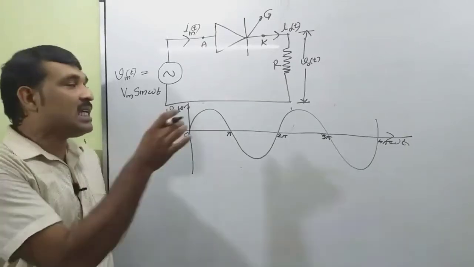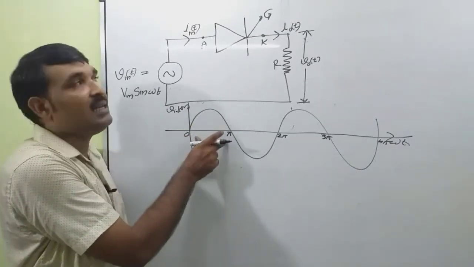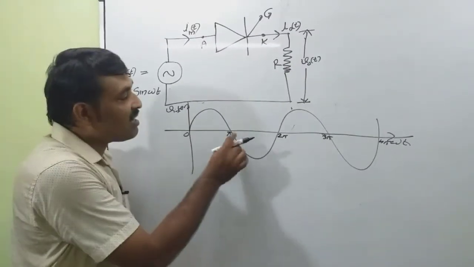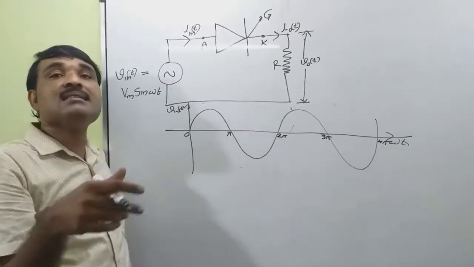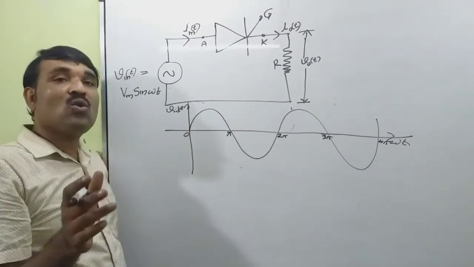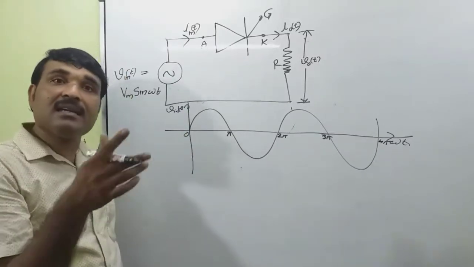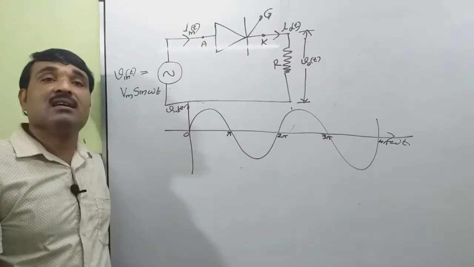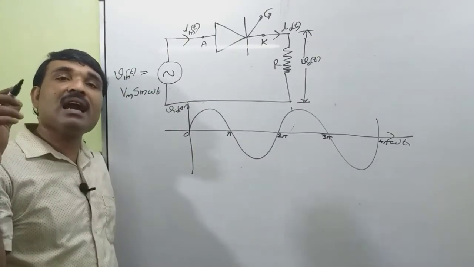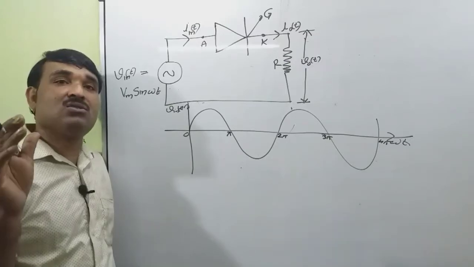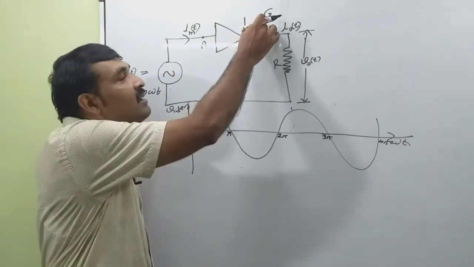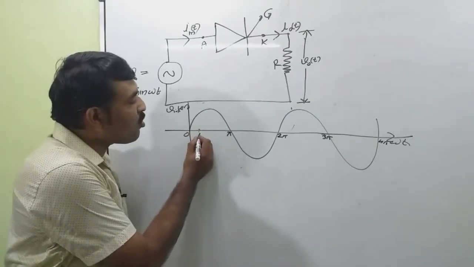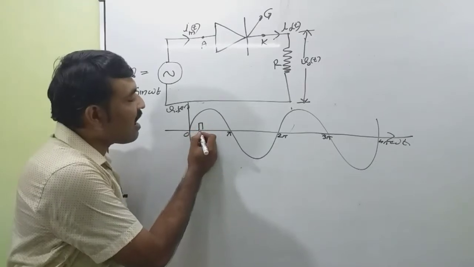During the positive half cycle, from 0 to pi, the thyristor is in forward biased condition. And during the negative half cycle, from pi to 2 pi, the thyristor is in reverse biased condition. So the thyristor can conduct during the positive half cycle and it will not conduct during the negative half cycle. Now the thyristor will conduct only when a firing pulse or triggering pulse is applied at the gate terminal. Now I am applying a triggering pulse at omega t equal to some angle alpha.